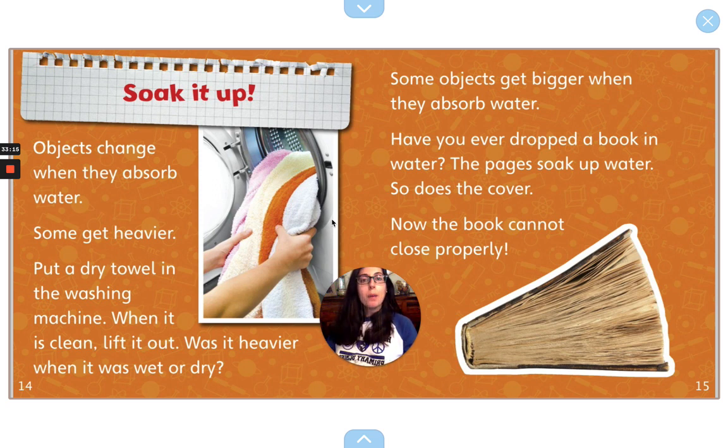Some objects get bigger when they absorb water. Have you ever dropped a book in water? The pages soak up water. So does the cover. Now the book cannot close properly. It might look like this. This happened to me one time. I had a flood in my basement, and I had some books on a low shelf, and all of the books were ruined. They all looked like this. I was not happy about that.